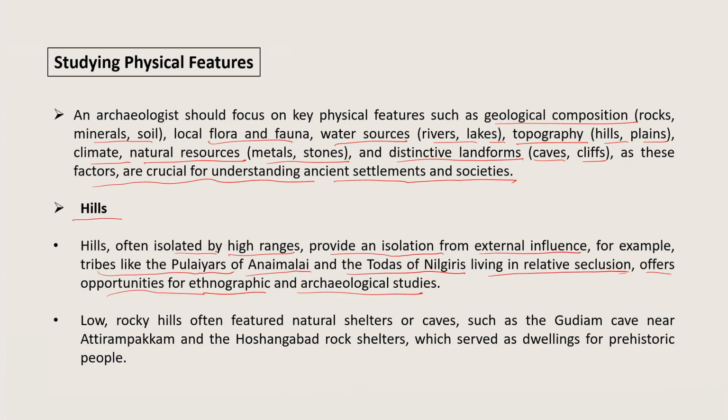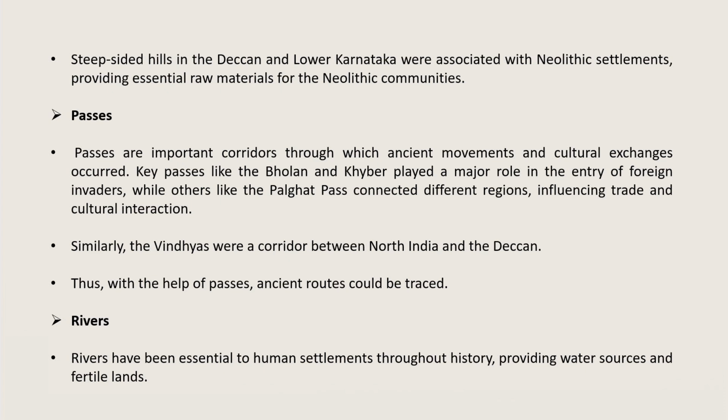Hills, often isolated by high ranges, provide isolation from external influence. For example, tribes like the Pulayars of Annaimalai and Todas of Nilgiri, living in relative seclusion, offer opportunities for ethnographic and archaeological studies. Low rocky hills often featured natural shelters or caves such as Gudiyam cave near Attirampakkam and the Hoshangabad rock shelter, which served as dwellings for prehistoric people.